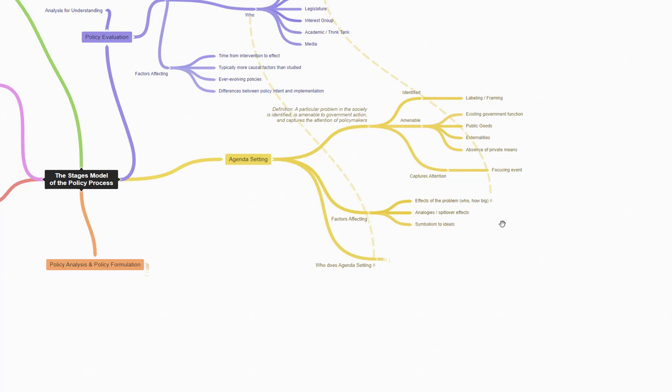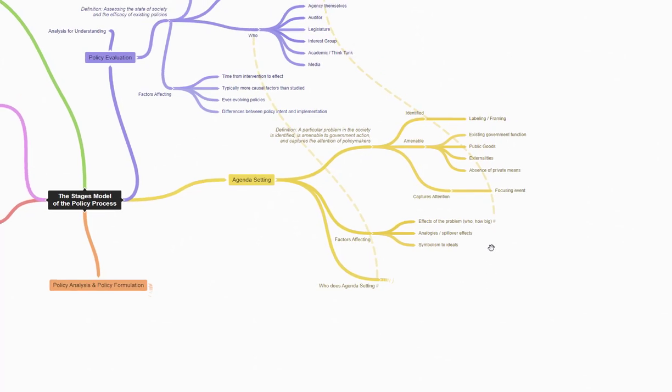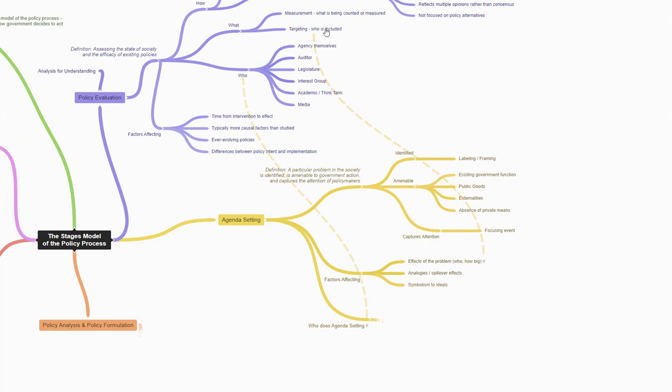Terrorism became on the agenda as a spillover effect of the terrorist attacks, right, of 9/11. Symbolism, ideals, things like freedom, transparency, civil rights, those kinds of things can affect whether or not things get on the agenda. And notice there's a line connecting effects of the problem with who was targeted or included in the evaluation. If the evaluation comes out and says this vulnerable population is at risk, it's more likely to end up on the agenda.